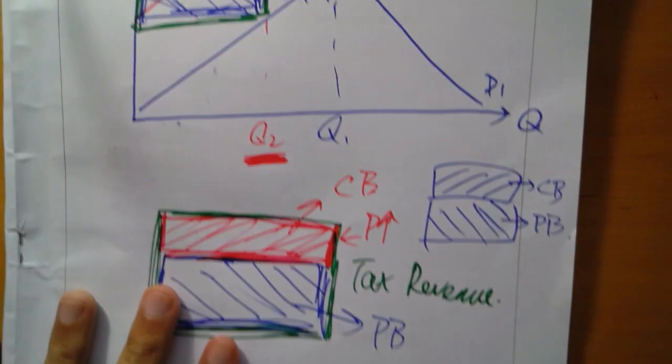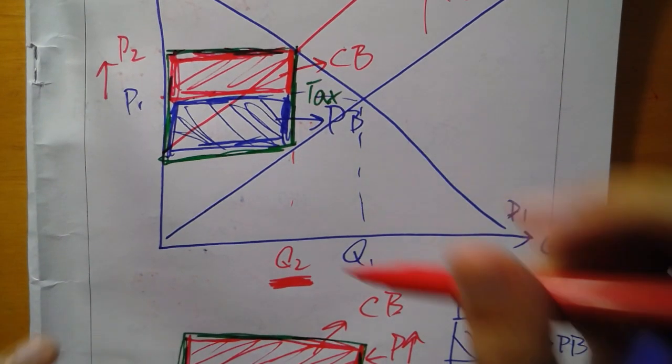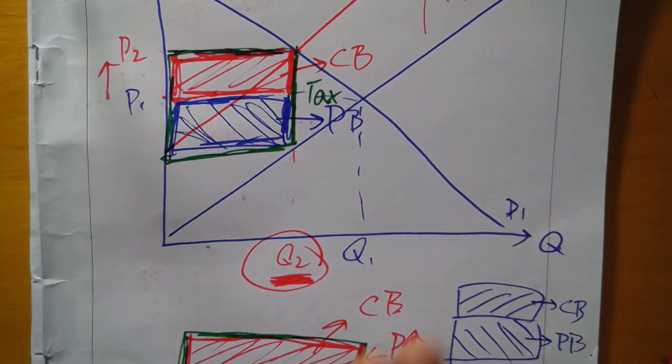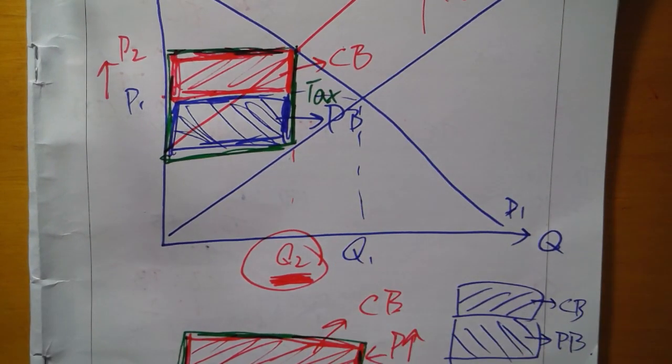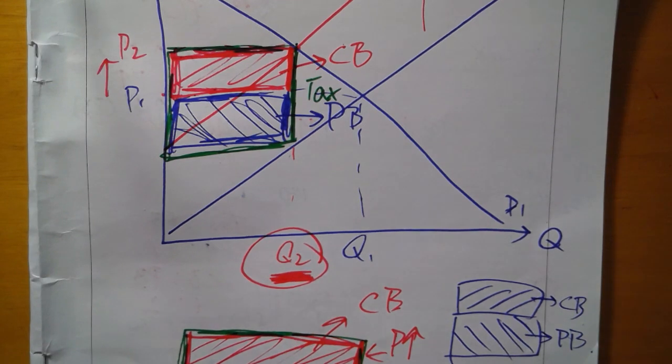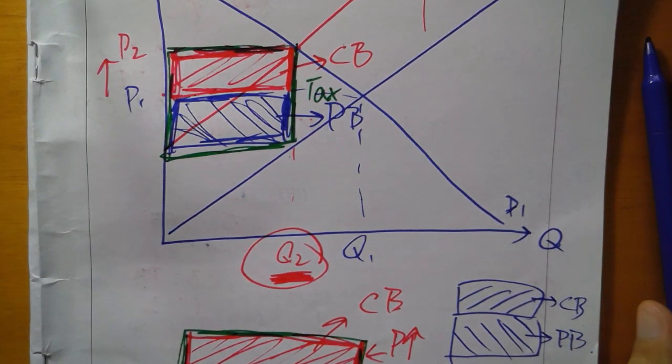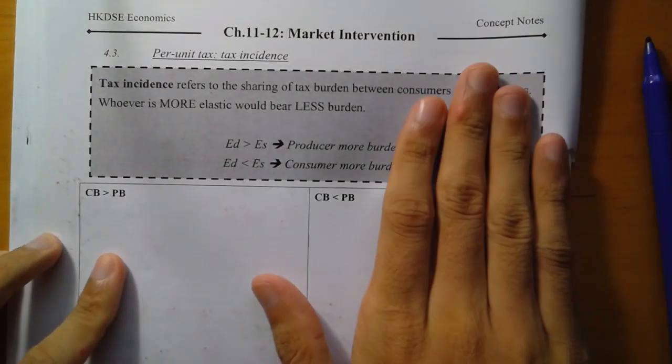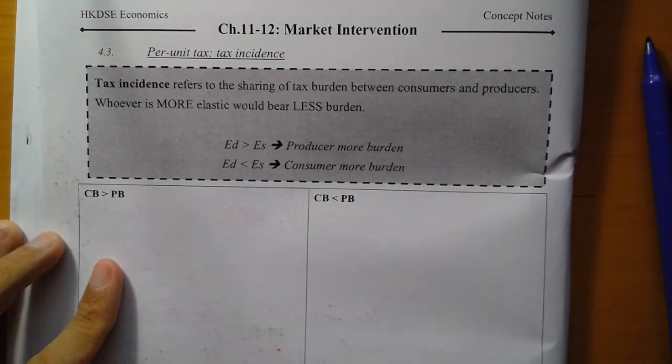Now again, I need to remind you, you focus on Q2, ignore Q1. This is especially important when it comes to subsidy. Now remember, this is a very important step. Now I will end the video here. For the next video we are going to talk about under what situation would the consumer eat more, under what situation would the producer eat more.